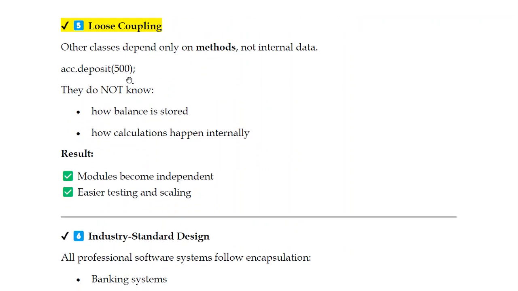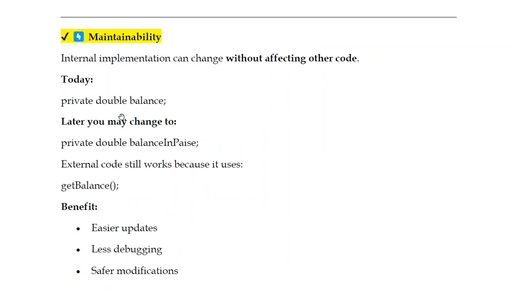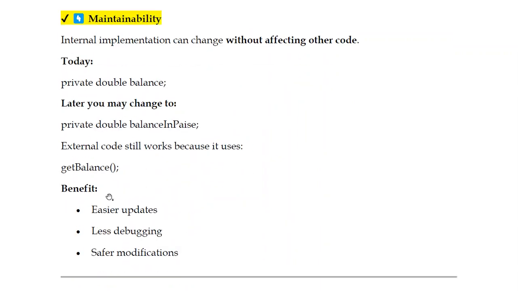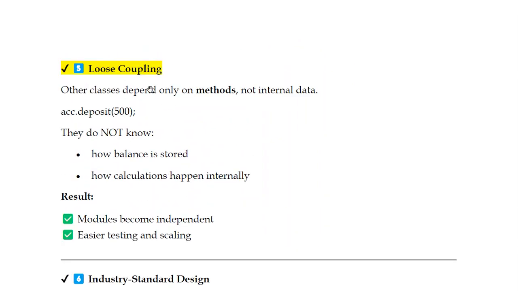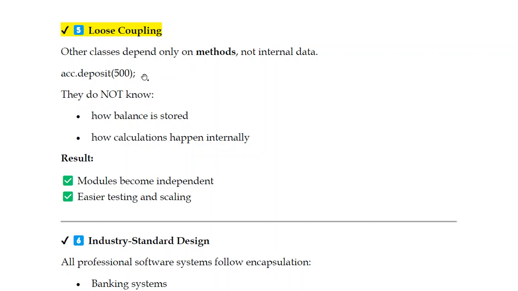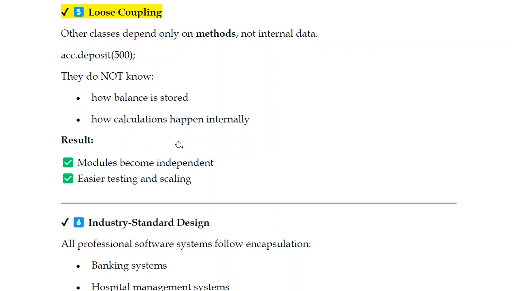Next, loose coupling. Other classes depend only on methods, not internal data. See here, in the previous example itself, you are changing only the data, not the get balance function call. So other classes depend only on methods. They know only the deposit function. That's it, not internal data. They don't know how the balance is stored or how calculations happen. They will just call this method, so this operation will be performed. That's it. So models become independent. This model is not depending on any other model.